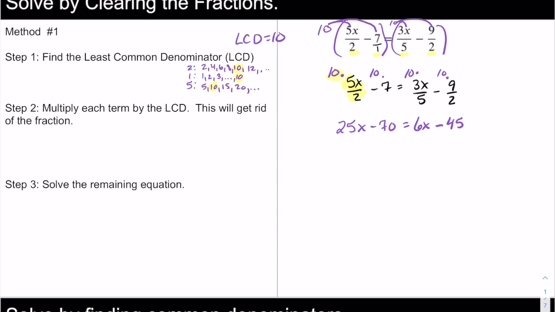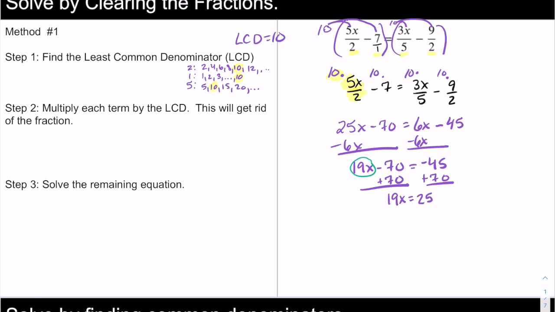And then as soon as we get here, you guys know how to solve these equations. We have some x's on both sides. I'm going to choose to get rid of the 6x. So I'm going to subtract 6x from both sides. We get 19x minus 70 equals negative 45. Remember, my goal is to get this 19x by itself. So on the left side of the scale, we also have that minus 70. We want to get rid of it. So I'm going to add 70 to create that 0 pair. And so we get 19x equals 25.